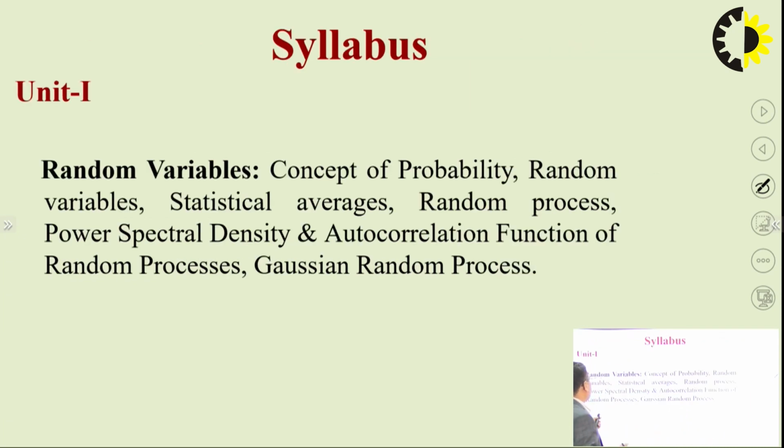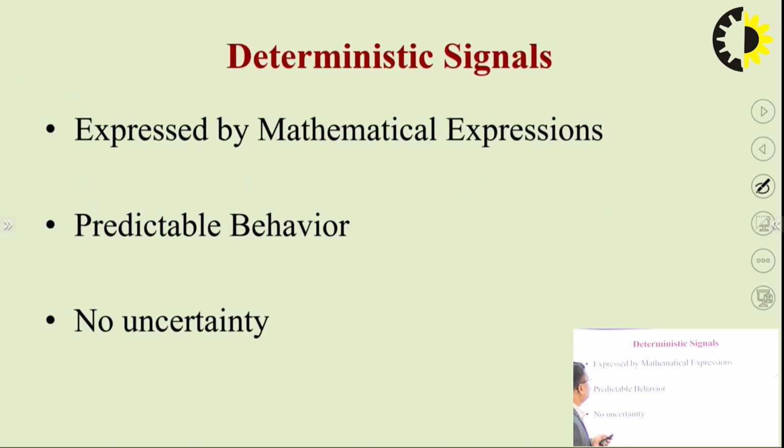Now I am taking the title of this lecture as random variables. This is your KEC 601 subject, unit 1. So unit 1 is for random variables. Okay, so now we start random variables.